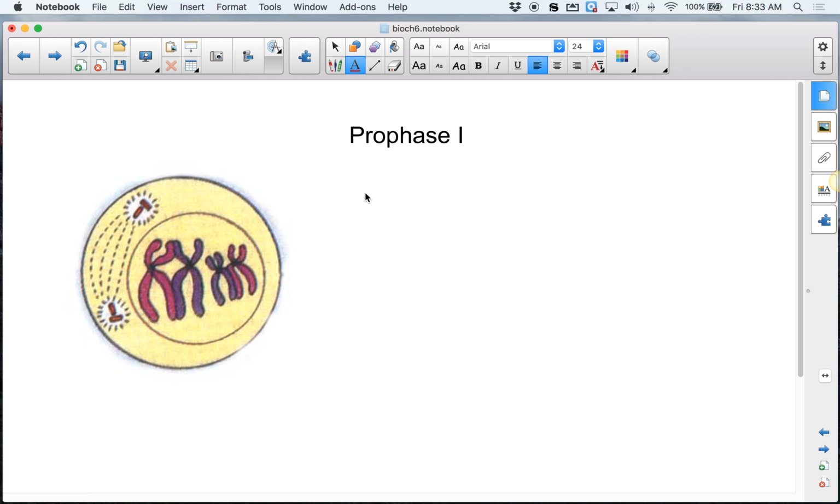So, the first stage of meiosis is prophase 1. If you remember from yesterday, we're going to split meiosis up into 2 kind of sections. There's meiosis 1 and meiosis 2. And the first stage of meiosis 1 is prophase 1.